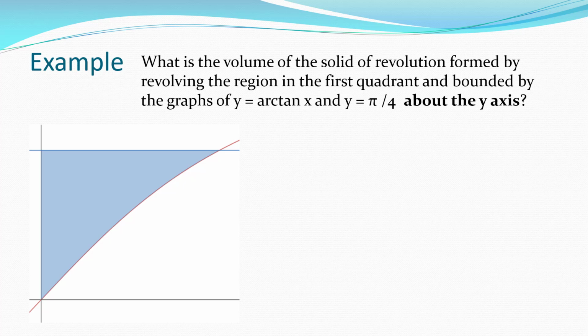This time, going about the y-axis, think of it as partitioning the y-axis or a portion of it. To figure out what portion we need to partition, take the region and crush it against the axis we're going to be rotating about. So that would then be right here, this interval. Notice that goes from the y value of 0 to the y value of pi over 4. So this would be pi over 4, and this would be 0.